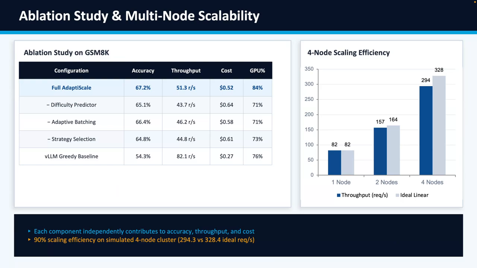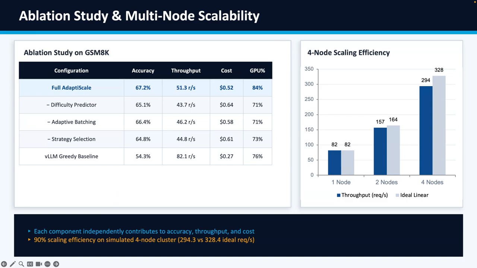So these are the results. This is the ablation study. The ablation study systematically removes one component at a time, starting from full Adaptive Scale at 67.2% accuracy. Removing the difficulty predictor drops accuracy to 65.1. Removing adaptive batching costs less in accuracy, but still drops throughput to 46.2 requests per second. Removing strategy selection forces all queries through one strategy regardless of difficulty.